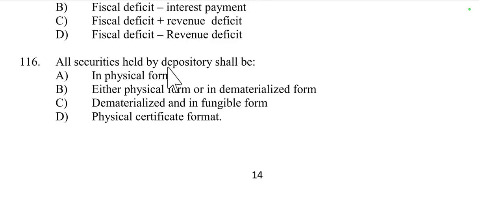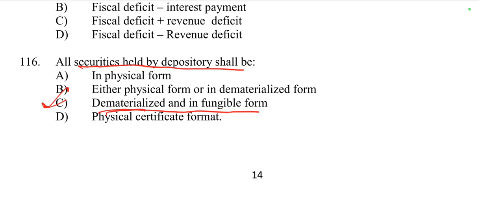Then question number 116, all securities held by depository shall be in physical form? No. Either physical form or dematerialized form? No. Dematerialized and in fungible form? Yes, this is the right option. All securities held by depositories shall be in dematerialized and fungible form, meaning depositories manage securities in a dematerialized form.